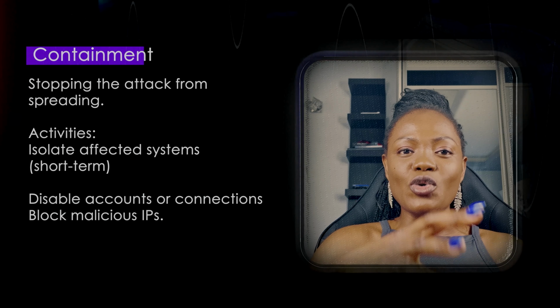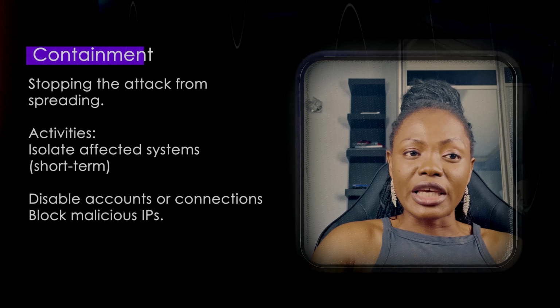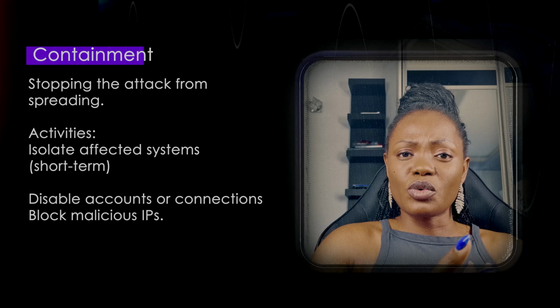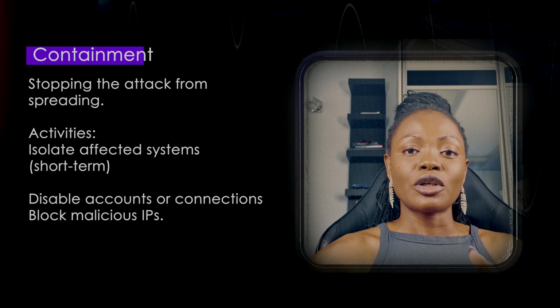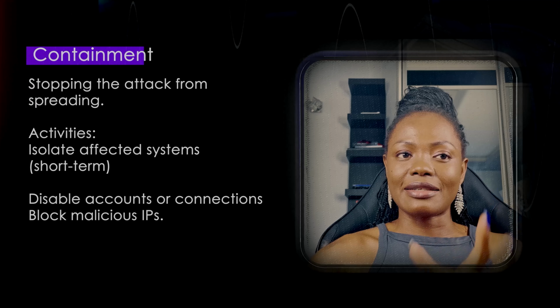Then containment is stopping it from spreading to other employees. Containment is isolating it, disabling the account, blocking malicious IPs. If it has to do with an IP, blocking the IP to be sure that it's not going to spread around to other endpoints or other systems in the organization.